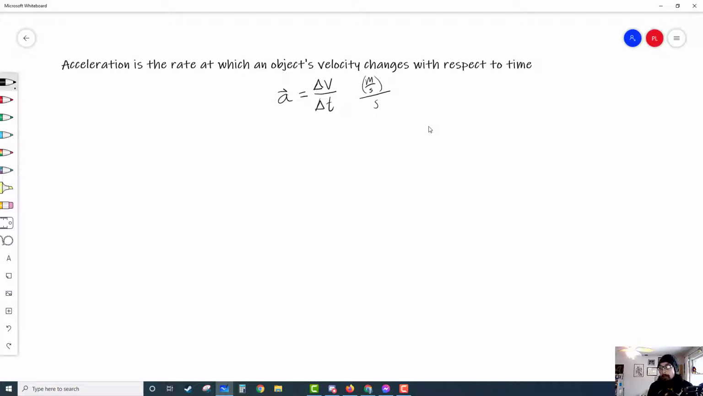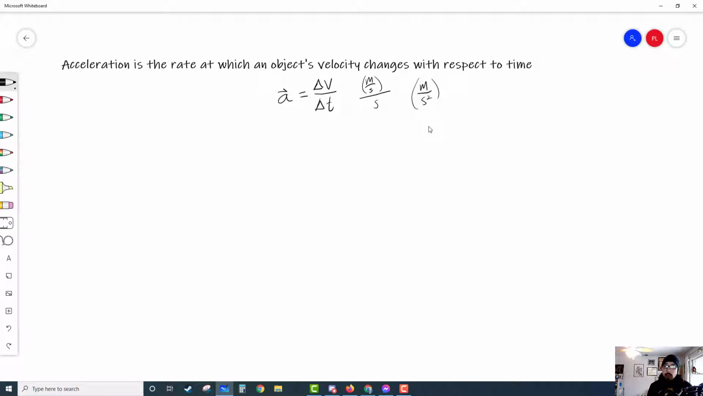I personally like starting off with this as our units, but the most common form of the units will be meters per second squared. This is the most common form, but for us, because we're beginning to learn about kinematics, let's use this one. And let me tell you why. With this unit, meters per second, what it tells us is that it is the velocity, meters per second, that is changing with respect to time, seconds.